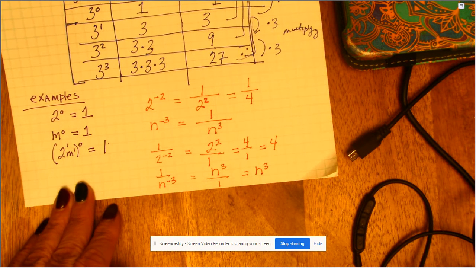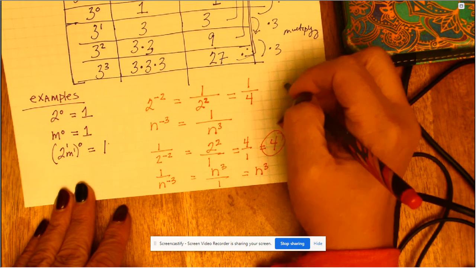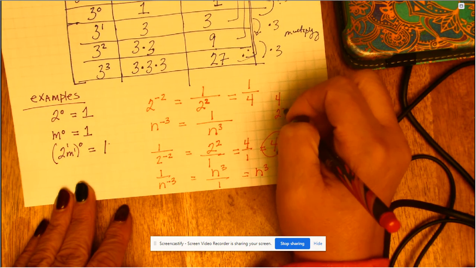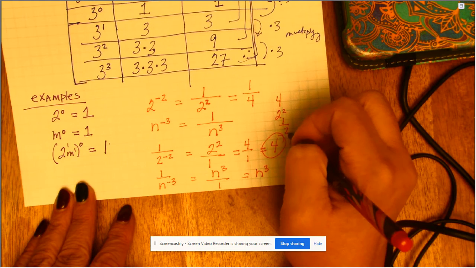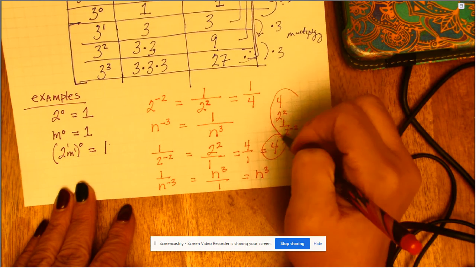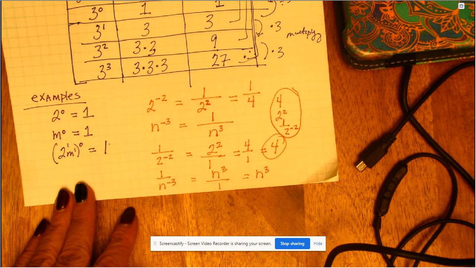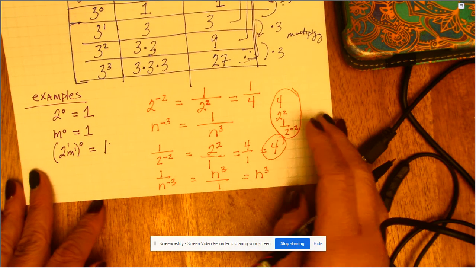So exponents are actually another way to represent numbers. The number 4 could be represented as 4, can also be represented as 2 to the second, or as we just learned, it can be represented as 1 over 2 to the negative second. All these three numbers have the same exact value. Okay, so again, these are the 0 and the negative exponent rules.